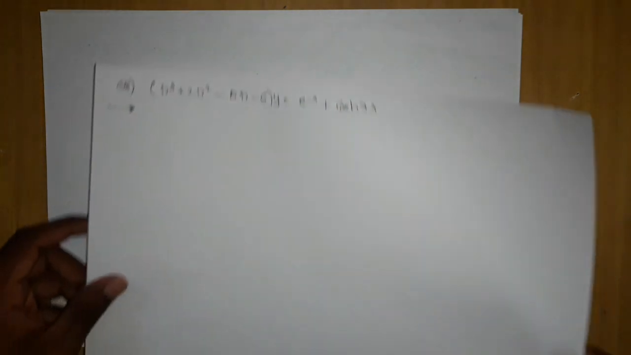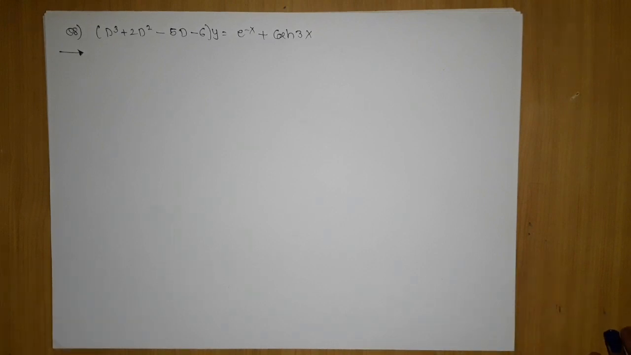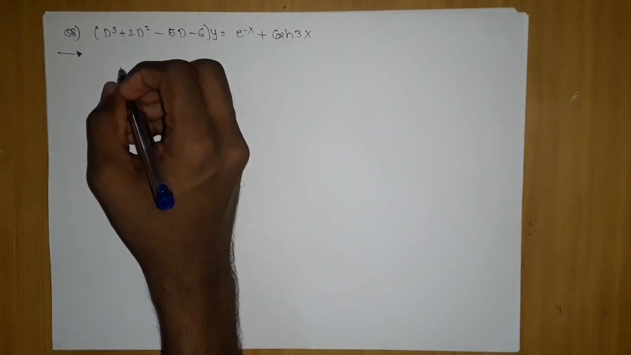So the next question which we are going to take is the 8th question. The question says (D cube plus 2D square minus 5D minus 6) y equals e to the power minus x plus cosh 3x. So we know we can write this hyperbolic function in e to the power 3x plus e to the power minus 3x by 2 format. So one thing is very clear. Now we have to solve this by hit and trial. Now let's solve this and get our answer.